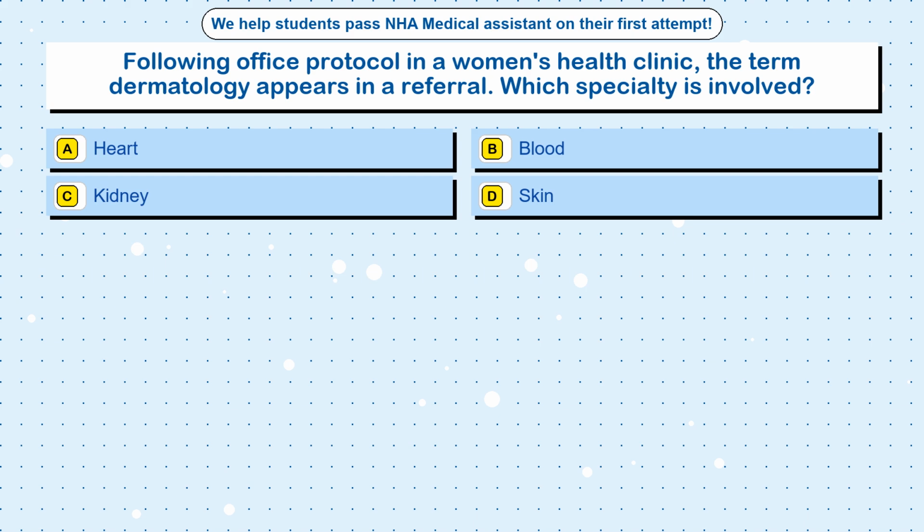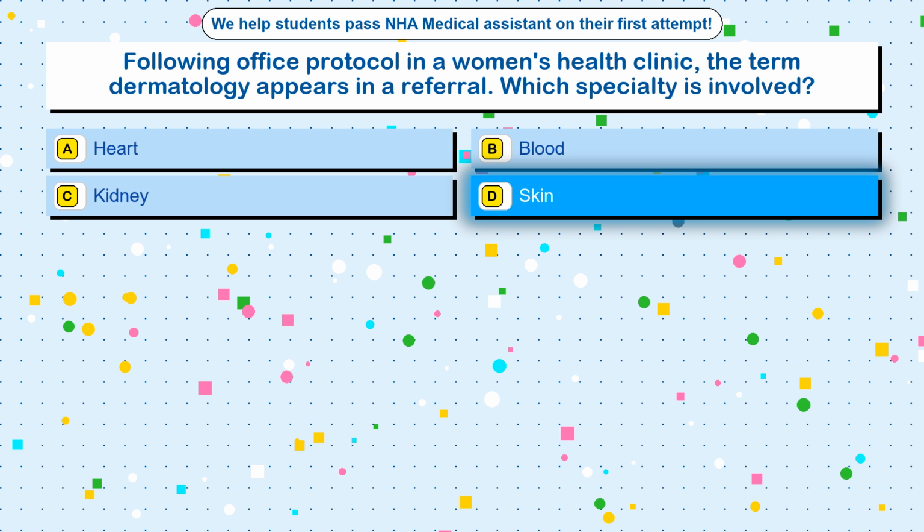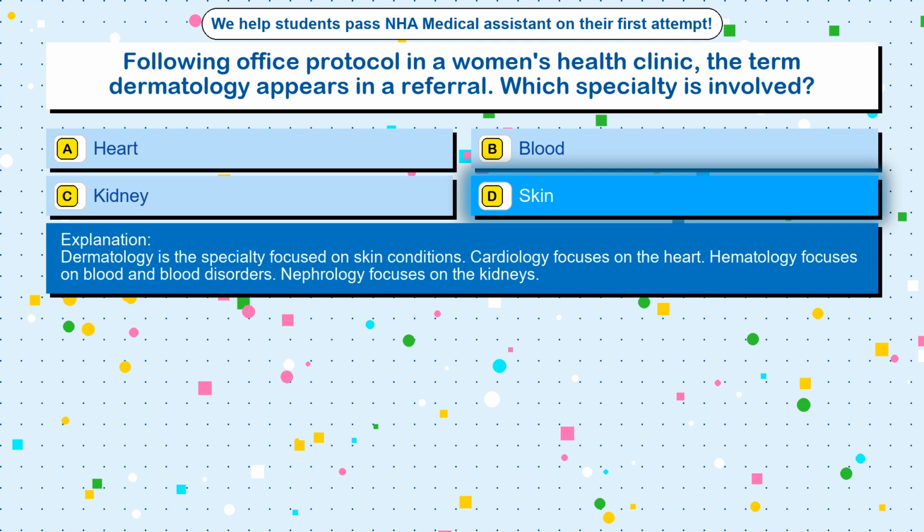Question 95. Following office protocol in a women's health clinic, the term dermatology appears in a referral. Which specialty is involved? Option A. Heart. Option B. Blood. Option C. Kidney. Option D. Skin. The correct answer is option D. Skin. Dermatology is the specialty focused on skin conditions. Cardiology focuses on the heart. Hematology focuses on blood and blood disorders. Nephrology focuses on the kidneys.